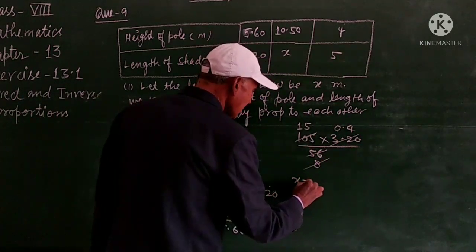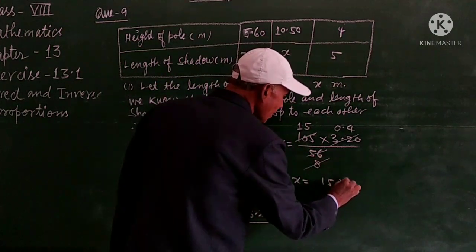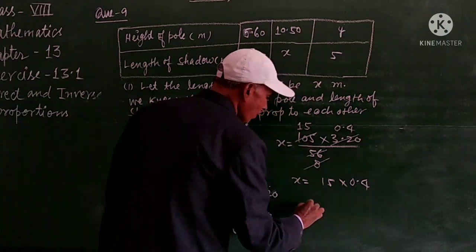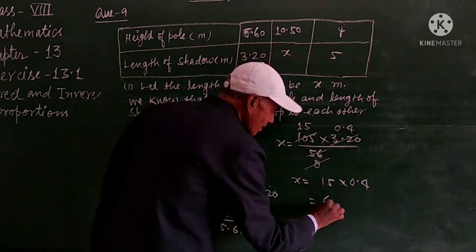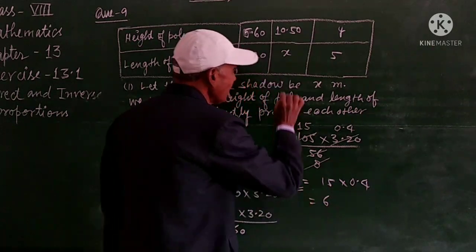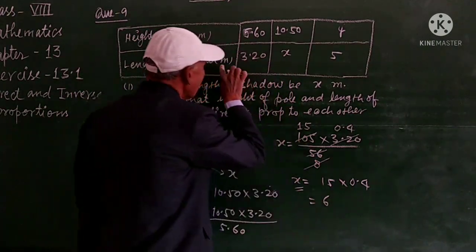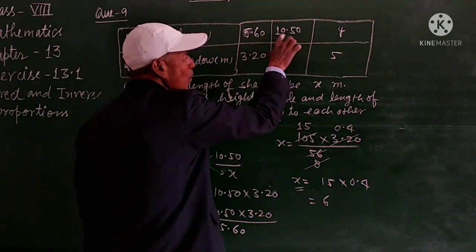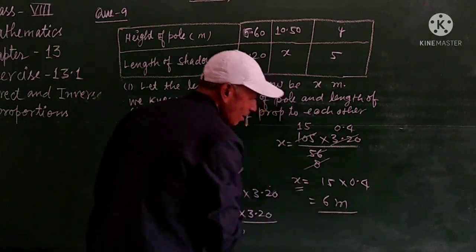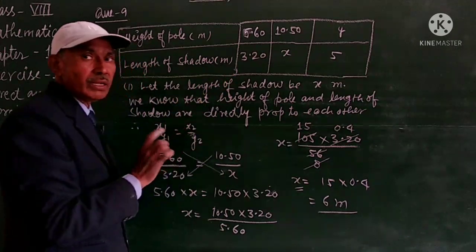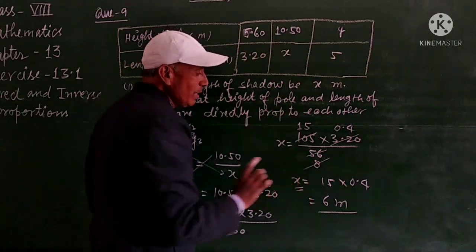So x is equal to 15 into 0.4. So it will be 15 4 ja 60. So it will be 6. And this is the length of the shadow, student. So the length of the shadow at that time when the height of the pole is 10.5 meter will be 6 meter. Clear, student? Because it is also given in meter. So the length of the shadow, that is x we have assumed here, will be 6 meter.